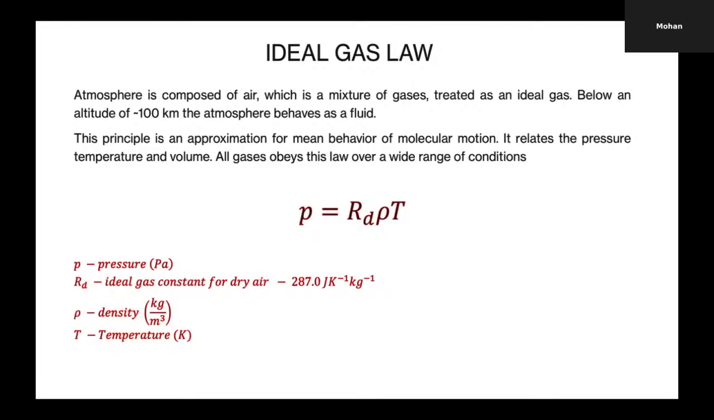The pressure of any parcel is the multiplication of the dry gas constant, the temperature, and the density. So that means the gas follows this law, that the decrease of the pressure with respect to height is a function of both density and temperature. So this holds good until 100 kilometers of the atmosphere.